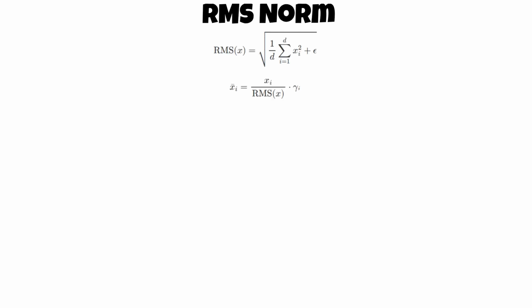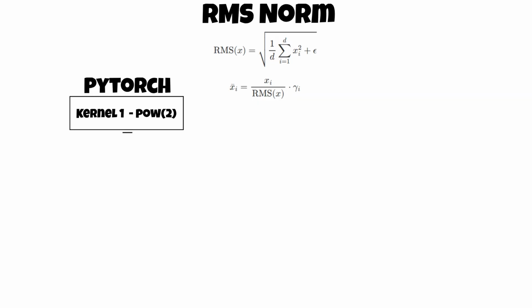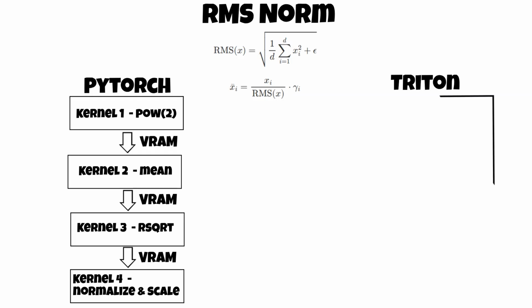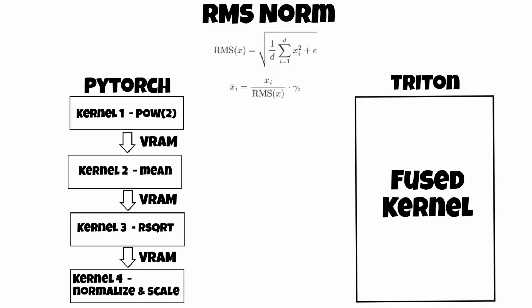Here's what really sold me. Implementing RMSNorm in PyTorch launches 3 to 4 separate kernels. In Triton, everything happens in one kernel, one pass through memory, and it's 2 to 3 times faster. That's the kind of performance I want to understand and achieve.